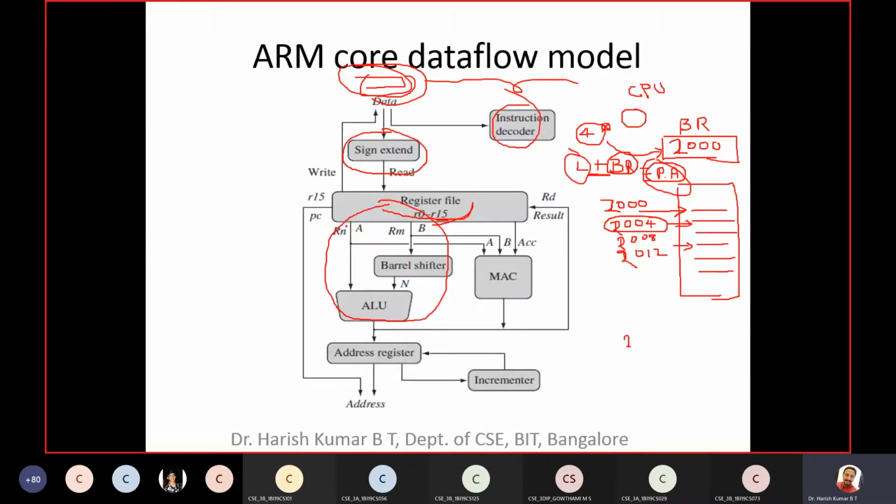So this is the register Rn and this is the register Rm. When I say Rn, it is the first source register. Rm is the second source register. So the contents of these two registers are read and fed into the corresponding buses, bus A and bus B. And then you perform either the ALU operation or the MAC operation.